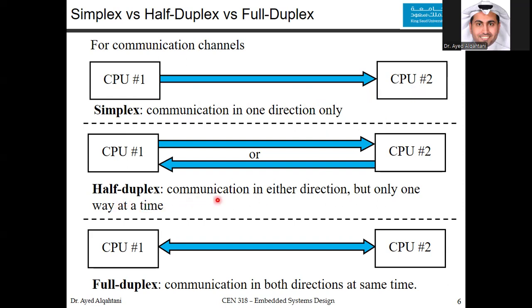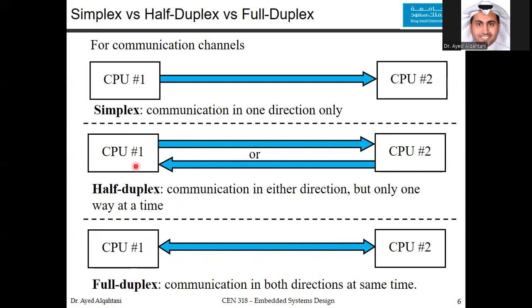Now, in the half duplex, the communication could happen in either direction. However, it's only one way in a single cycle. So if you have, let's say, 2 cycles, one cycle would be for this direction, the other cycle for the other direction. And if you have many cycles, you could alternate or do it in different ways. Now, for the full duplex, the communication is in both directions, and it could happen in exactly the same clock cycle.